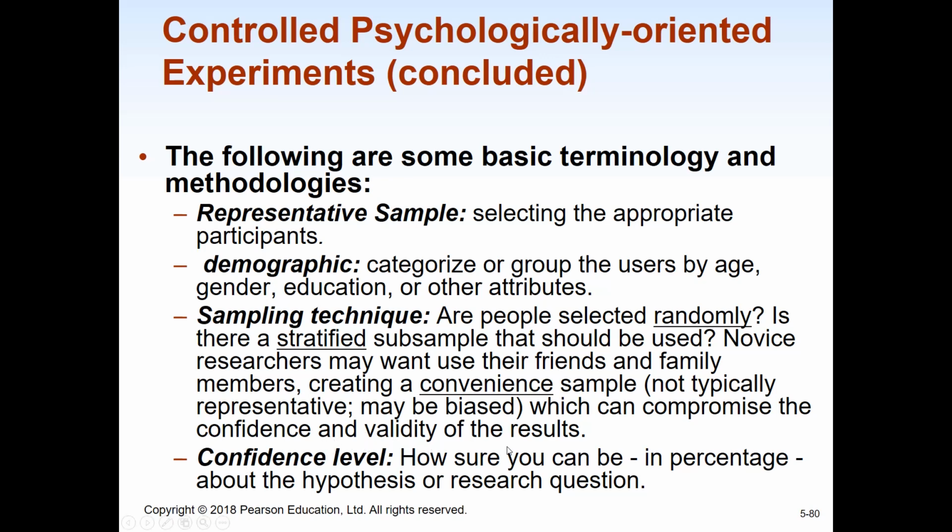Confidence level is how sure you can be, in percentage, about the hypothesis or research questions. Is it true 100%, or false, null 100%, or in between, 90%, 80% true or so? That is called confidence level.